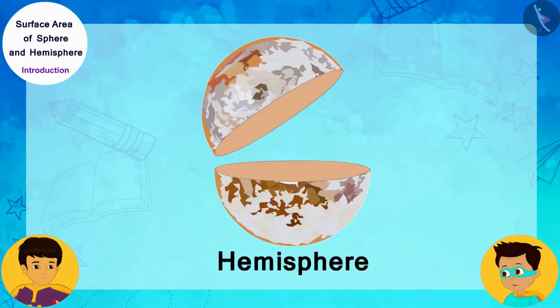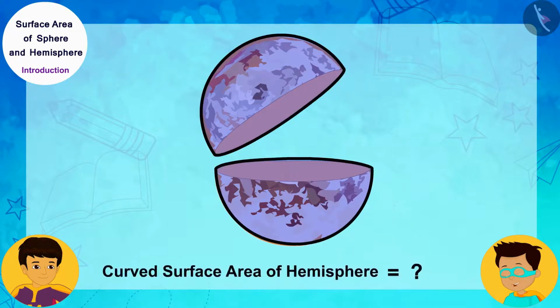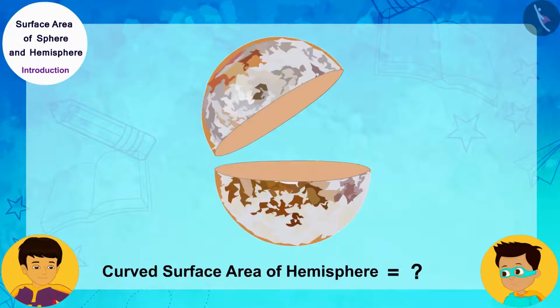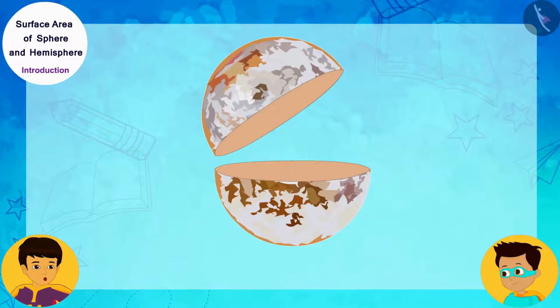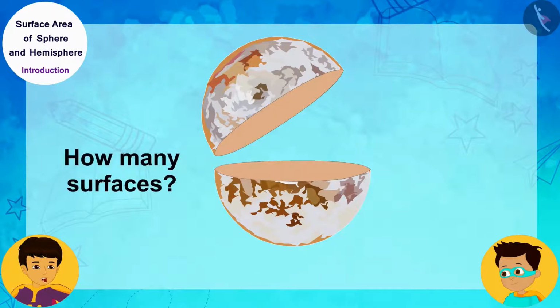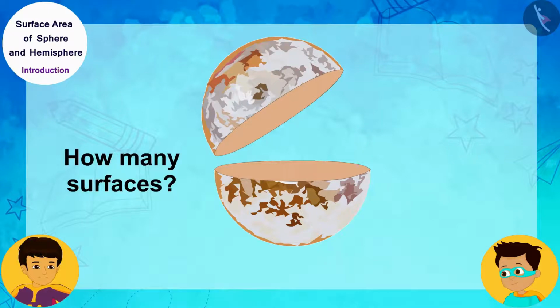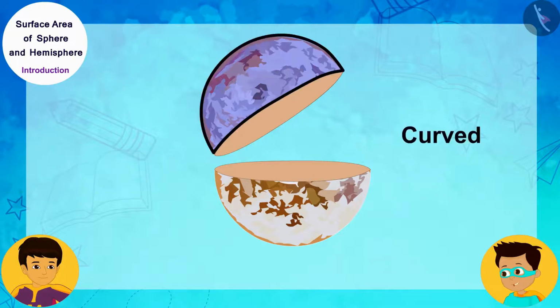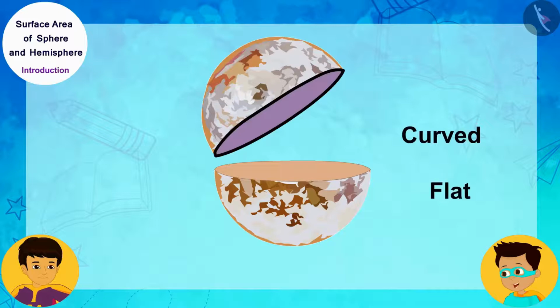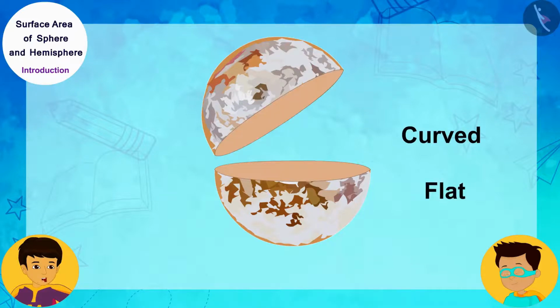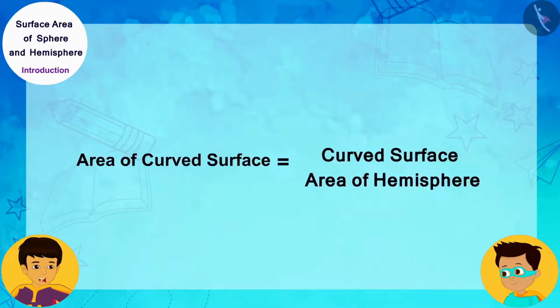Now, what will be the formula for the surface area of this hemisphere? I will tell you. First, you tell me how many surfaces are there in this hemisphere? 2. One is curved and the other is flat. That's correct. The area of this curved surface is equal to the curved surface area of the hemisphere.